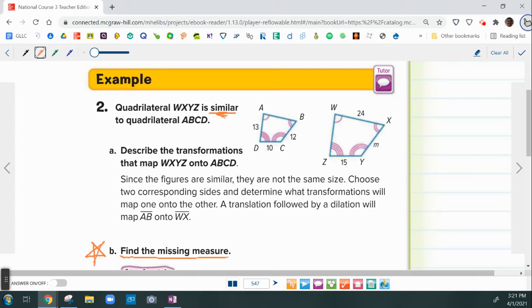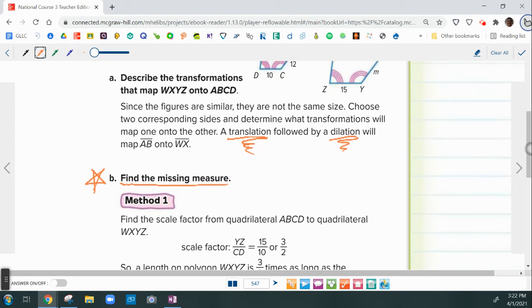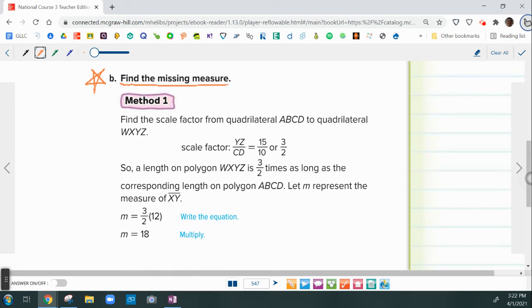Well, anytime you have similar shapes, you need a specific type of transformation. You need dilation. Anytime you have different size shapes, you're going to say, oh, we need a dilation. And then typically you need a dilation and then you need to slide it over. So you need a translation. So that's what this guy is. And that's how you would map the two onto each other. All right, that's not the big idea here. The big focus is finding missing measures.